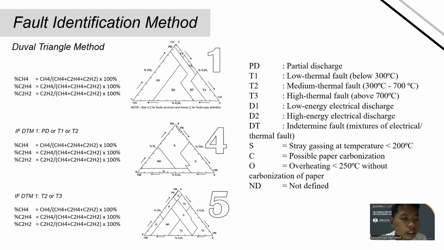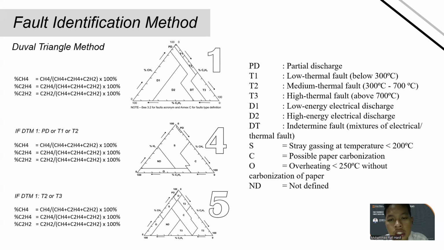And then if the DT1 gives us the result as PD, T1, or T2, it will go to further fault identification using fault triangle method 4. And then if the DT1 gives us the result as T2 or T3, we have to use fault triangle 5 as a further fault identification method.